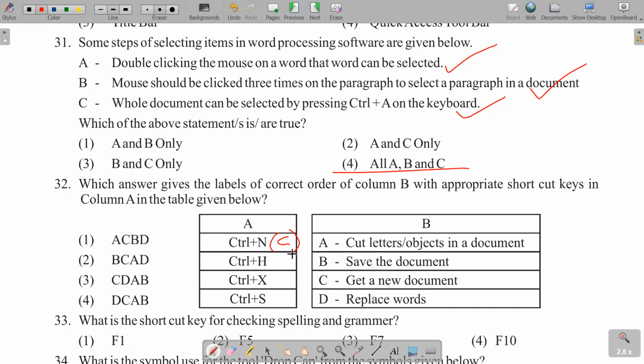Control H, that is for the replacing window, for the replacement of the window. This goes with D. Control X, that is for cutting, goes with A. Control S, that is for saving, goes with B. So C, D, A, B is going to be the correct order.